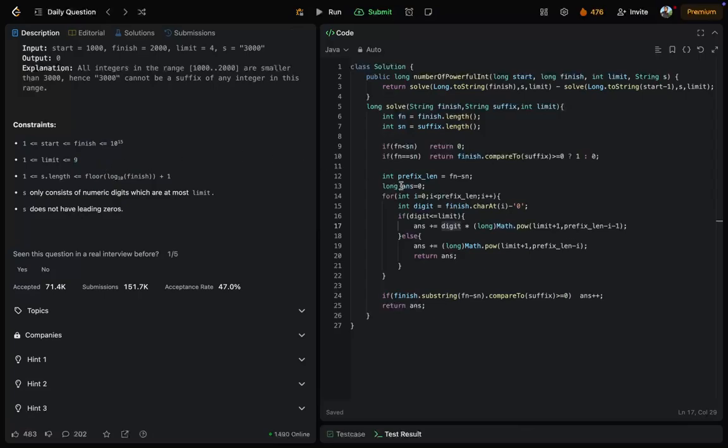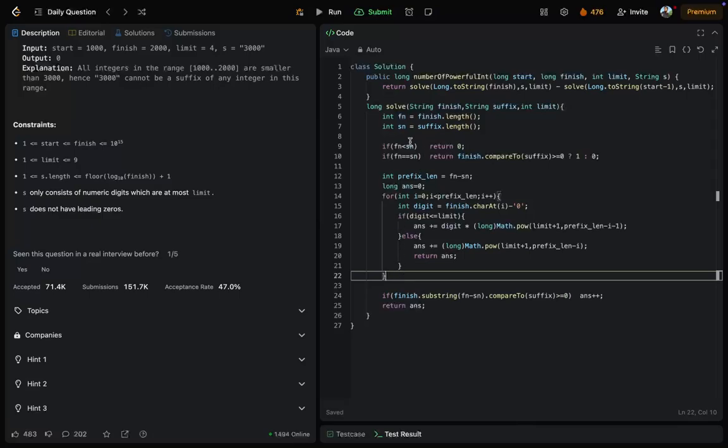So we can place 9, and since this will make a tree, we have different choices, and our stopping point, our base case, will be when we reach the finish length. So in total, on every step of the tree we are multiplying by 10, and we will reach the base case. So the time complexity overall will be logarithmic of finish.